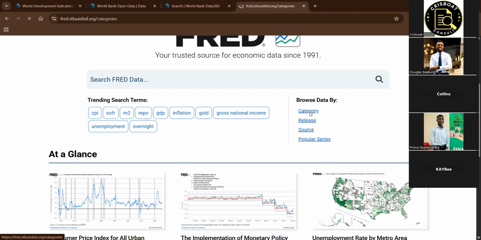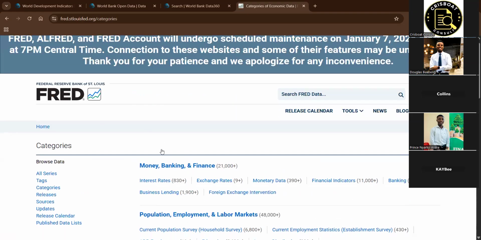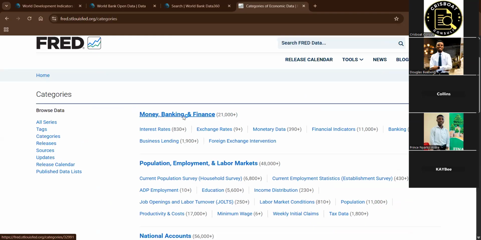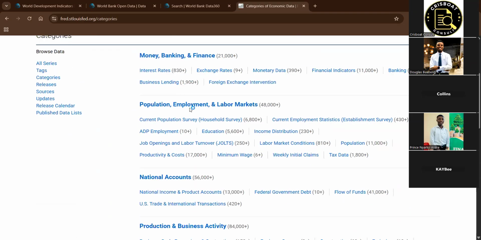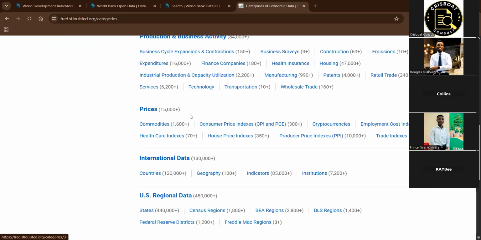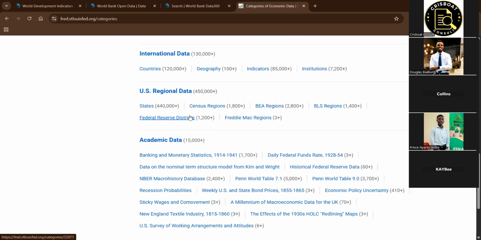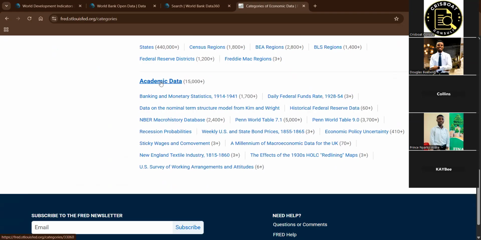So browse data by, let's see. Those who are into finance, we have money, banking and finance. Population, employment, this is a category. National accounts, production and business, prices, international data, US regional data, academic data. So let's explore the academic data and see what is inside.